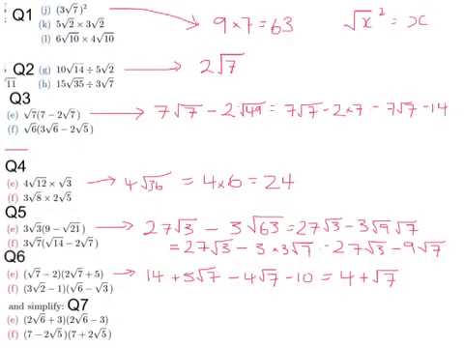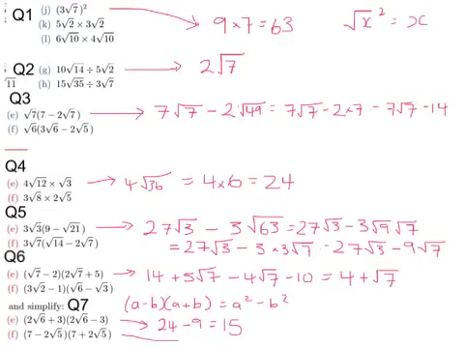Okay, question 7. This is just using the trick where a minus b times a plus b, difference of two squares, is a squared minus b squared. So, 2 root 6 squared, well, 2 squared is 4, root 6 squared is just 6, so 4 times 6 is 24. 3 times 3 is 9, so 24 minus 9, so we have 15. So it's actually a whole number.